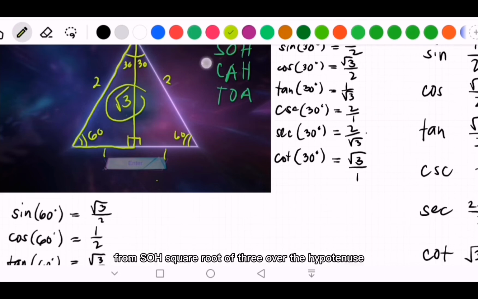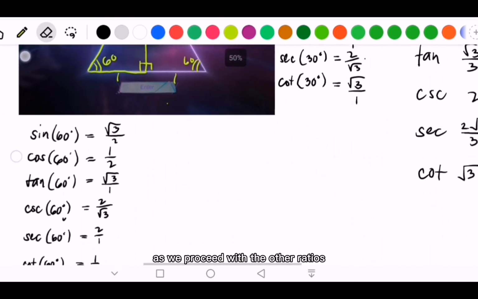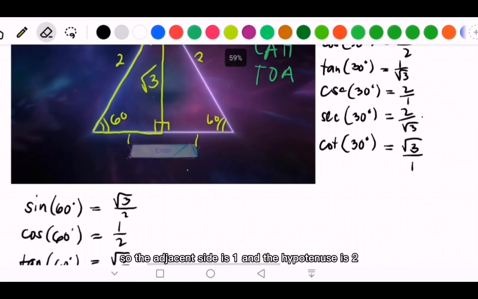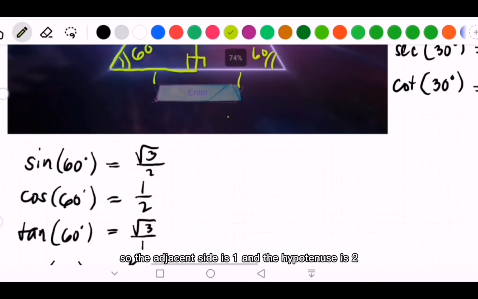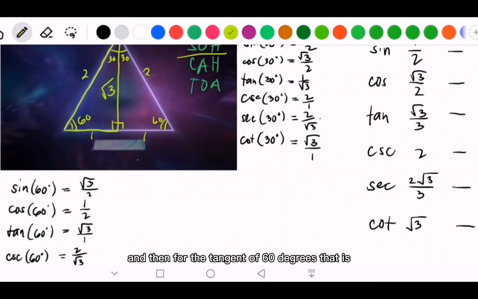So for sine 60 degrees from SOH, square root of 3 over the hypotenuse, which is 2, that is square root of 3 over 2. And then, as we proceed with the other ratios, cosine of 60 degrees is adjacent side over the hypotenuse, so the adjacent side is 1 and the hypotenuse is 2, so that is 1 half. And then for the tangent of 60 degrees, that is the opposite side over the adjacent. The opposite side is square root of 3 and the adjacent side is 1.